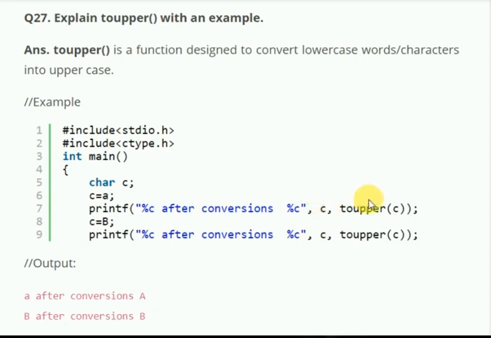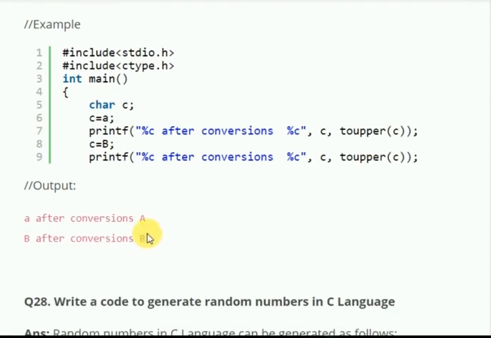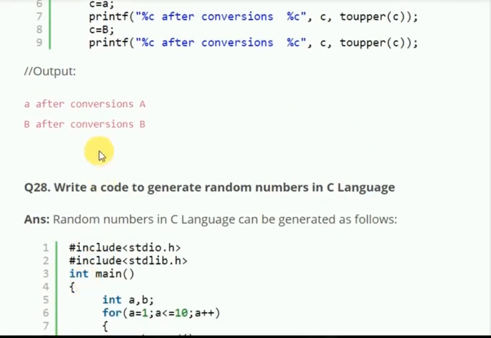%c, c comma toupper('a'), after conversion toupper gives capital A. Here also, after conversion, capital B, because B was already in uppercase. In single quotes, capital B should be present.